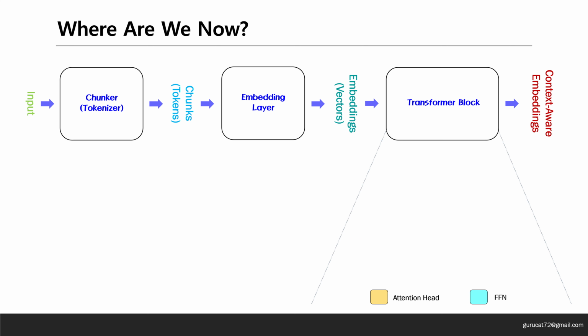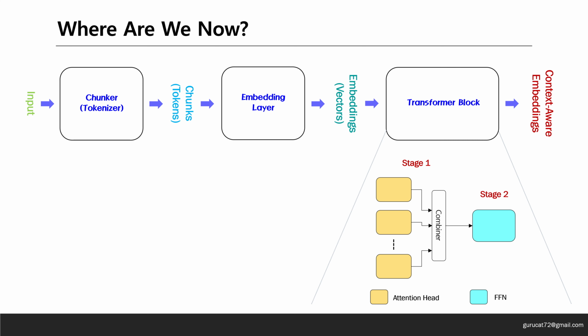Transformer block consists of 2 stages. Stage 1, multiple attention heads working in parallel, each focusing on different stuff. Stage 2, everything gets combined and goes through a feed-forward network. We've already covered this in detail in Lesson 5. So I won't bore you with all the math again. But here's what I do want you thinking about.